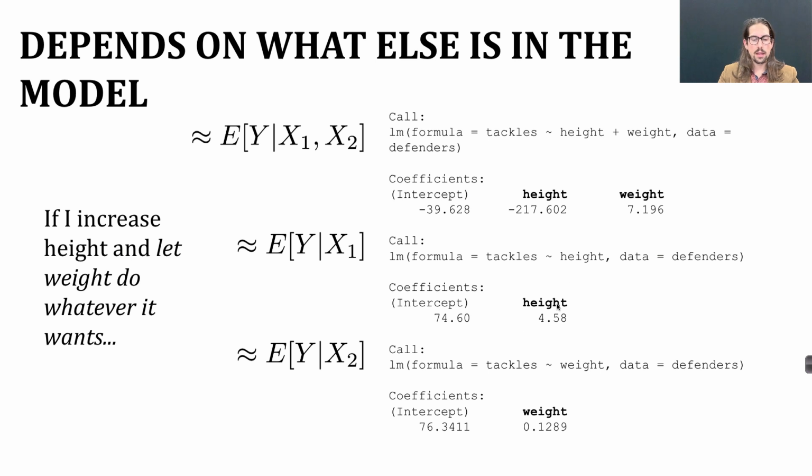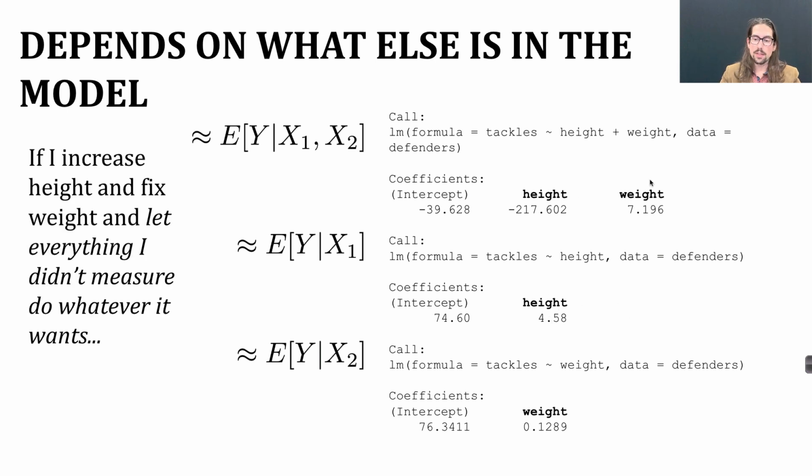So this one I can interpret as if I increase height and then I let weight do whatever it wants. So weight is now being drawn. It's not being fixed, but it's now being drawn essentially from the conditional distribution of weight given height plus 1 or something like that. So now weight is allowed to vary. And so I need to interpret this coefficient understanding that this is not holding weight fixed.